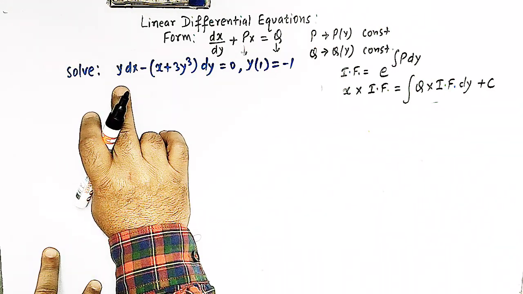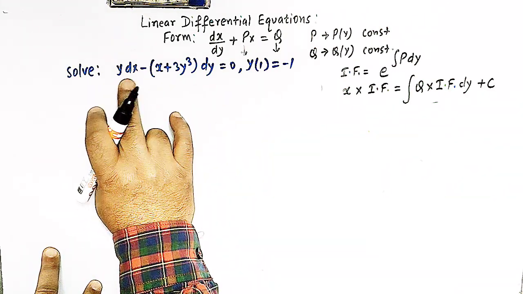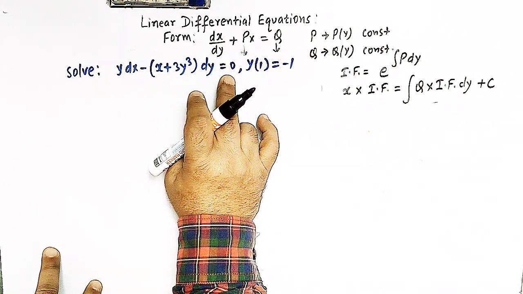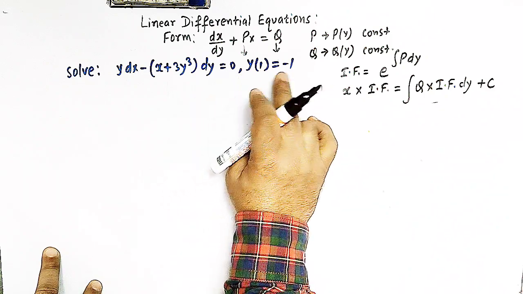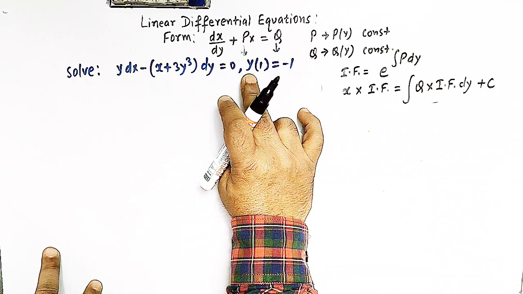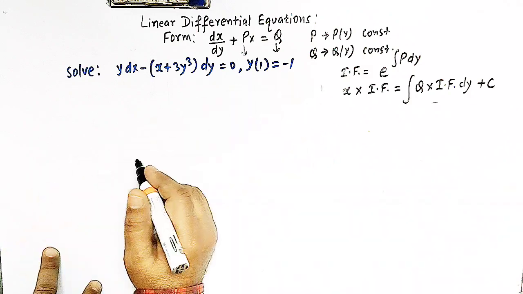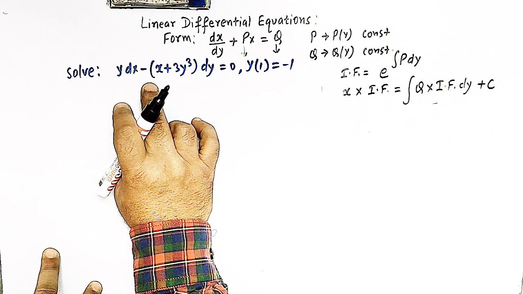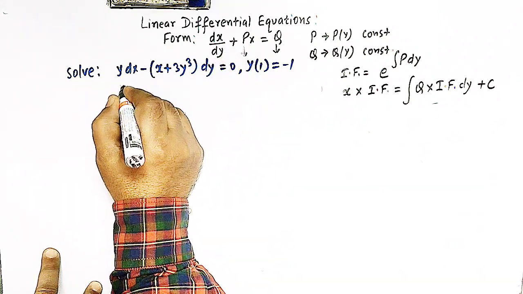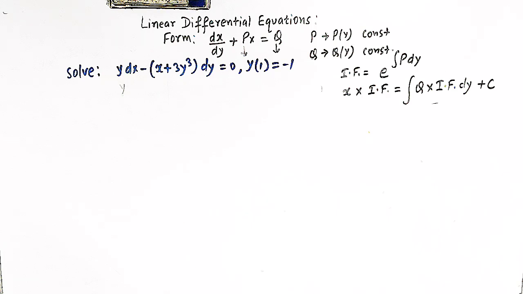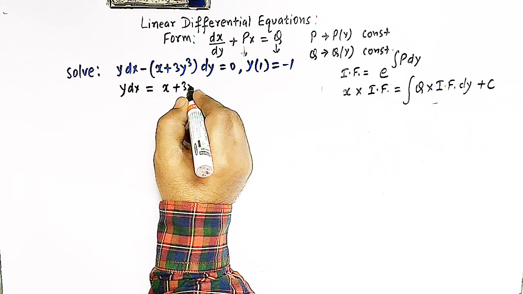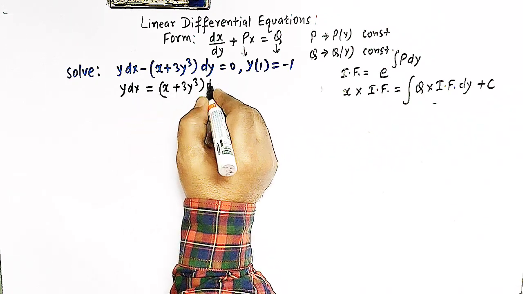So let us solve this differential equation. Here we have y dx minus, in bracket, x plus 3y cube dy is equal to 0. And here we are given an initial condition, that is y of 1 is equal to minus 1. So the first step is to reduce this linear differential equation to this form. So we'll write here y dx, and then we'll take this term to this side. So we have x plus 3y cube, and here we have dy.